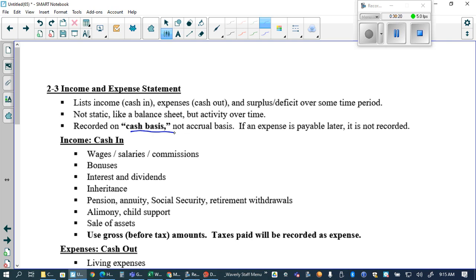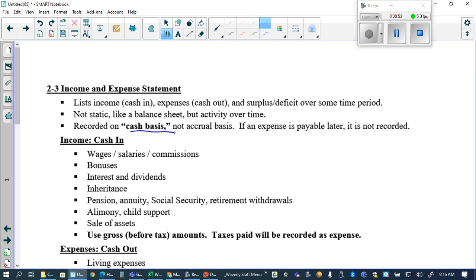When you account for that as a business, you have to put that in as an expense on your expense sheet. When you do it individually, you're only going to put on your income and expense statement actual cash. If it's payable within 30 days and you haven't paid it yet, it doesn't go on here. Does that make sense? So it's cash basis, not accrual. Generally accepted accounting principles for a business operate a little bit differently than your personal statements.